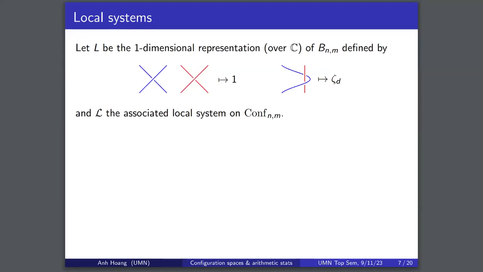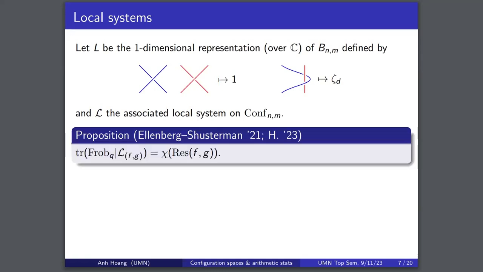So what is the upshot of this? Why do we care about this local system? It turns out, and this was observed by Schusterman for the quadratic case and I generalized it for all characters, that the trace of Frobenius on the stalk of this local system at any point (f, g), where remember the space is Conf_{n,m} so the point is denoted by a pair of polynomials (f, g), is actually given by this χ(Res(f, g)). Which is exactly what we are trying to count.